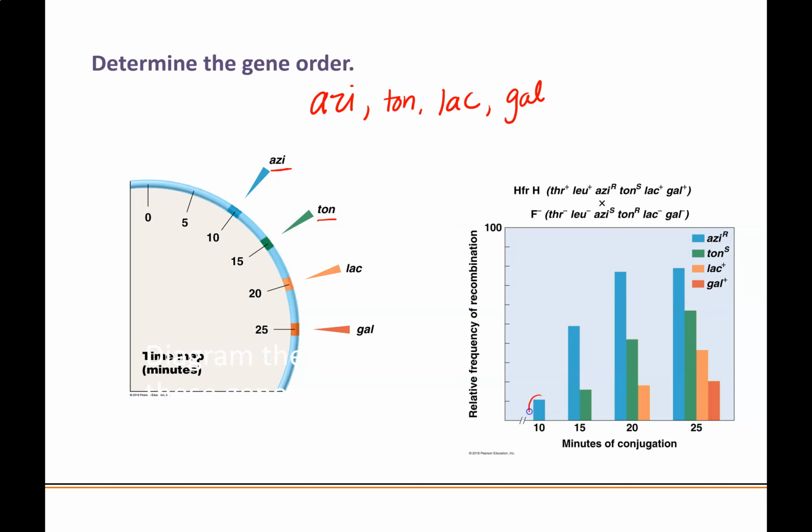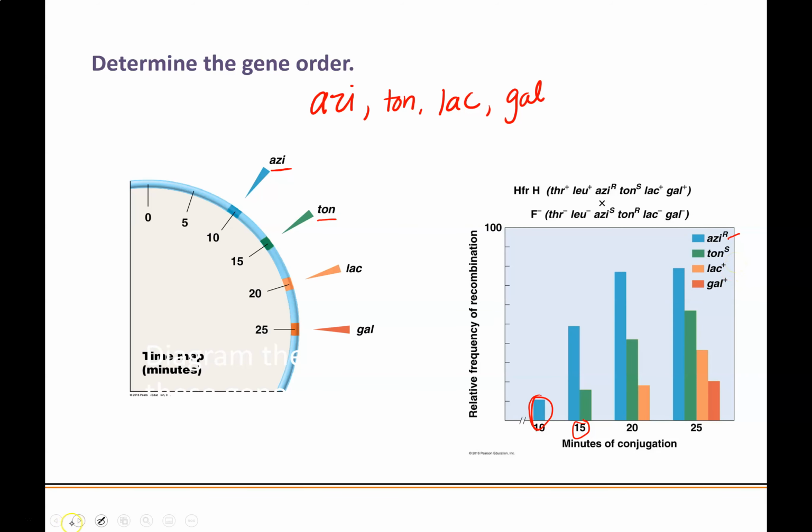After 10 minutes, we have roughly 10% of our cells with the AZI gene. After 15 minutes, we've got about 50% of our cells with the AZI gene, but now we also see about 15% of our cells have the TON gene. At 20 minutes, we're getting up to about 80% have AZI, 40% have TON, 20% have LAC. So again, we can see our order here.